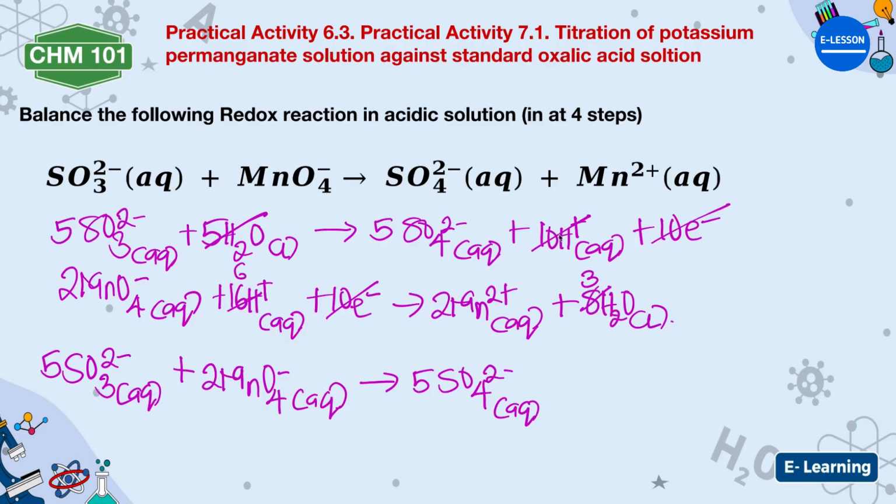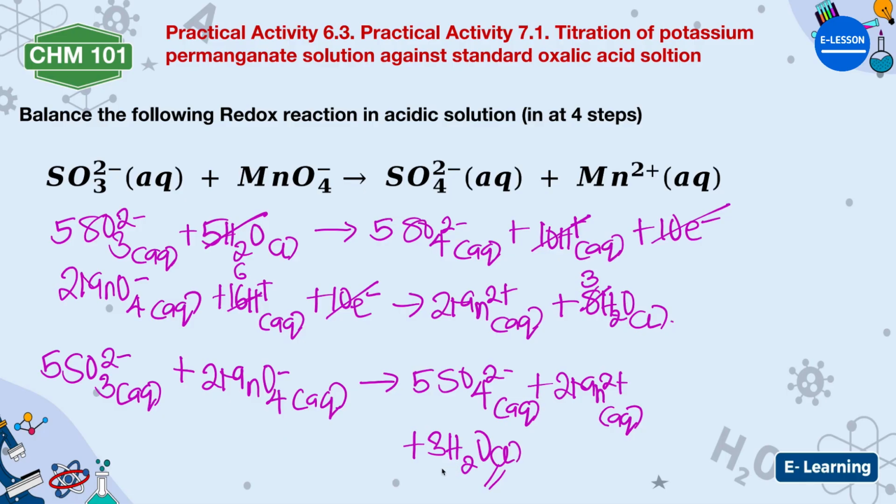And then what do we have? We have plus 2Mn2+ aqueous. My video will be here, so let me put it down here. It's a continuation. Just write it, continue your manual, but I just want to put it under here. So we have 2Mn2+, and then how many molecules of water do we have here? Plus 3 molecules of water. And this is the correct answer to this question.